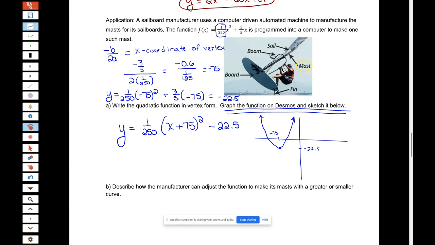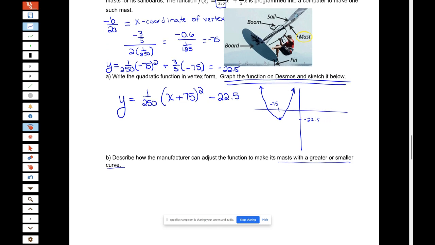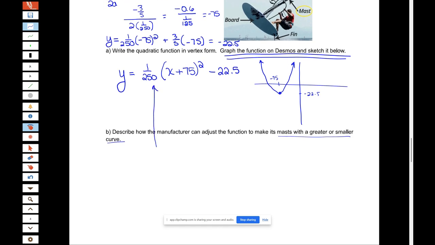Now, if they want to play with the mast with a greater or smaller curve, what they would do is adjust that A number.